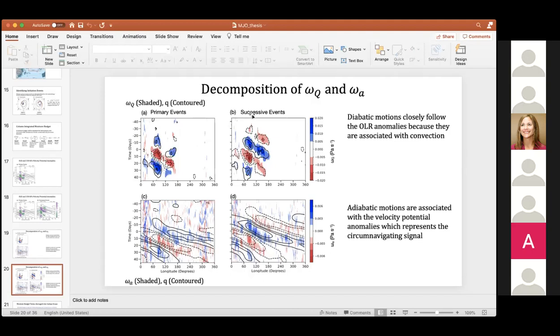So likewise, we can do the same thing with our successive events. Omega Q is in the top panel, and that's in shading. And we can see, unlike in the primary events, the OLR anomalies and the omega Q anomalies can reach back over into Africa at around longitude 0. This is reminiscent of the circumnavigating signal. We can see a similar thing happening with the adiabatic motions in the bottom panel, where they again closely follow the velocity potential, but there's a clearer signal through Eastern Africa as well as through the Western Pacific and going back in time to the Indian Ocean. So we see from these two plots that very clearly the primary and successive events have some clear characteristics.